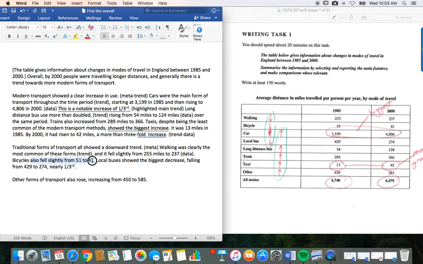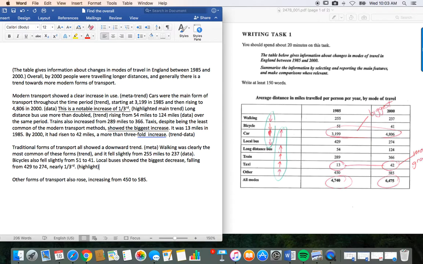Bicycles also fell slightly from 54 to 41, and you'll start to see, like, I say miles here, I don't say it here. Now I just leave it alone because it's clearly established that we're talking about miles. Local buses showed the biggest decrease, so again, trend, they decreased the most, falling from 429 to 274, nearly 1/3. So again, highlight. Like, don't just say it decreased, but highlight it.